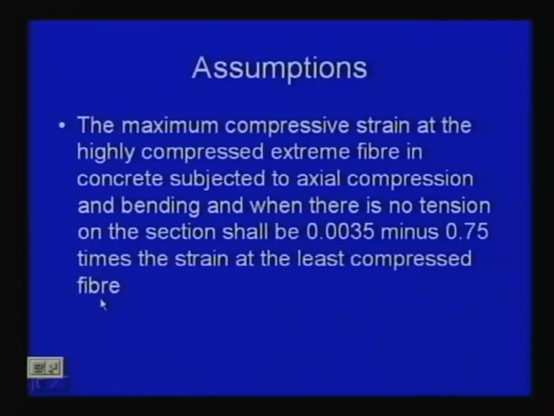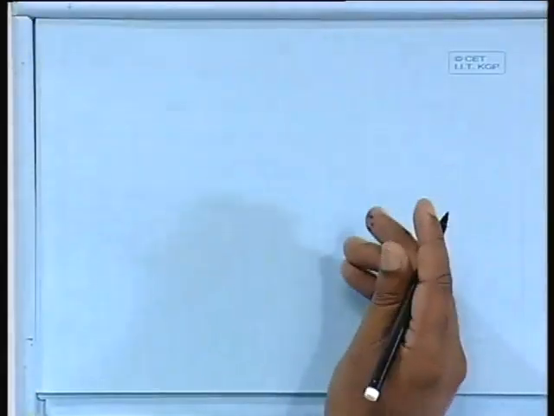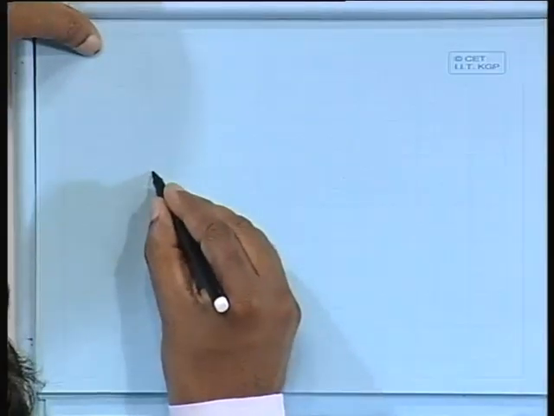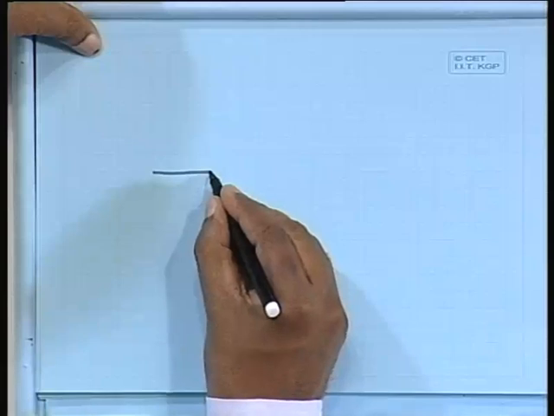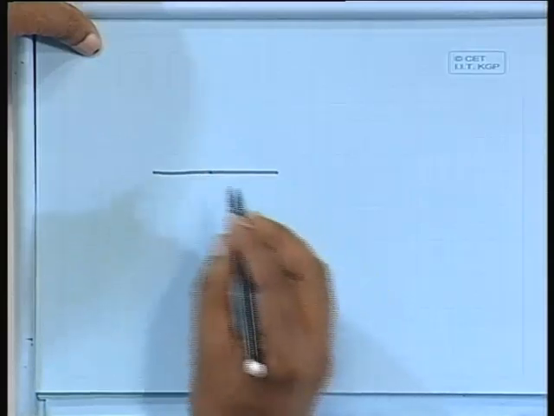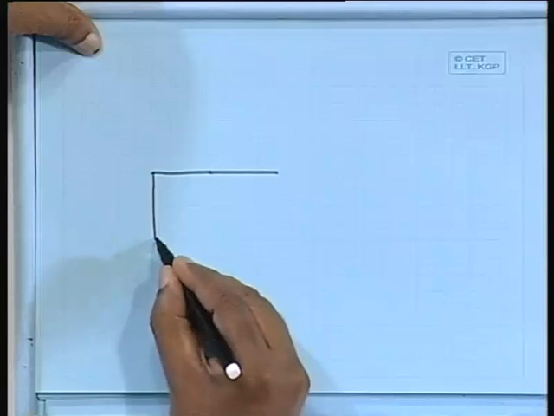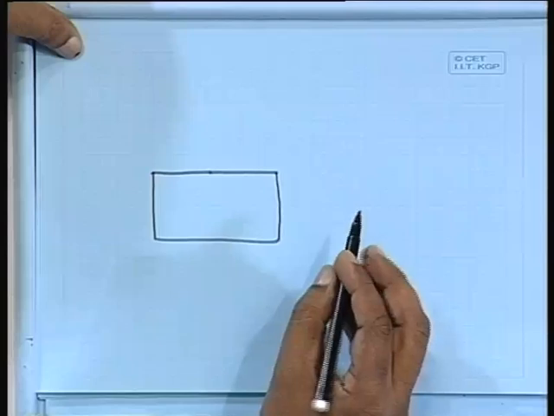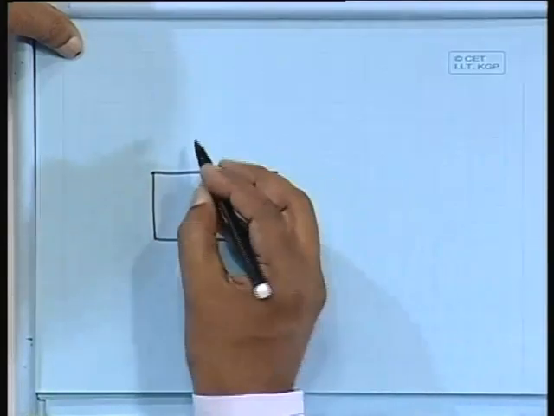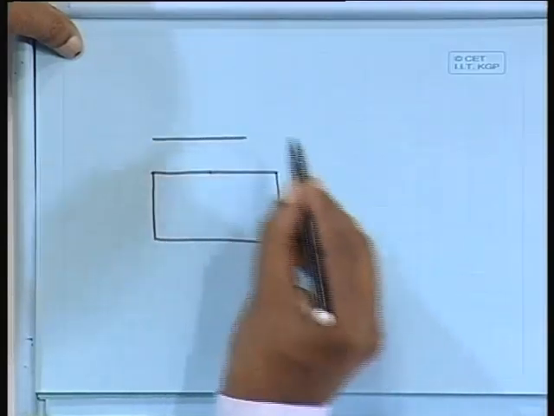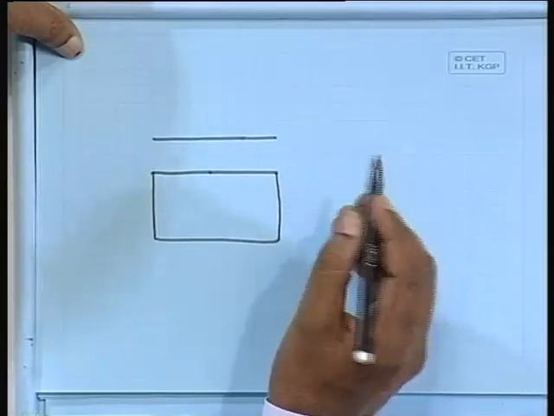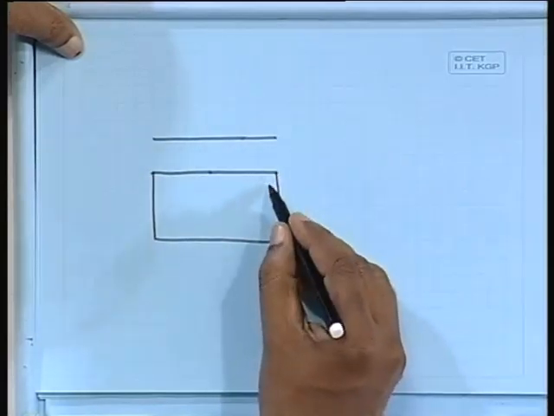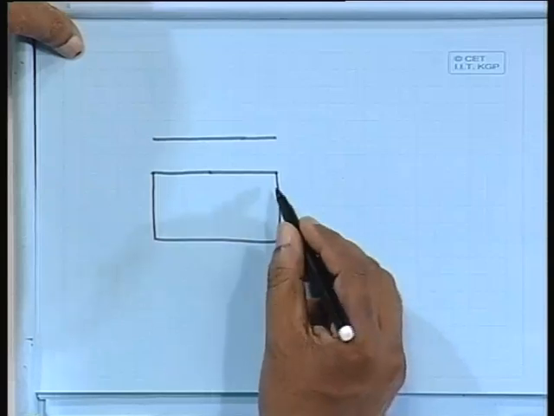the cross section. So, we can have this is the cross section of a column, and it says that if, let us say, assume this is your maximum compressed side. Let us assume this is your maximum compressed side.